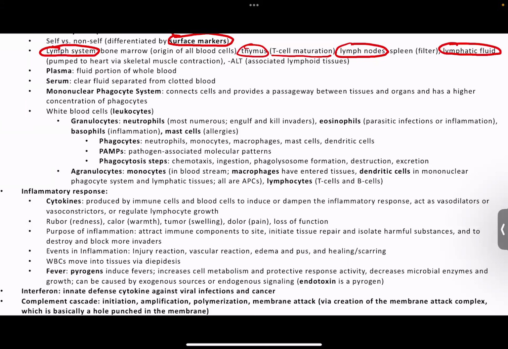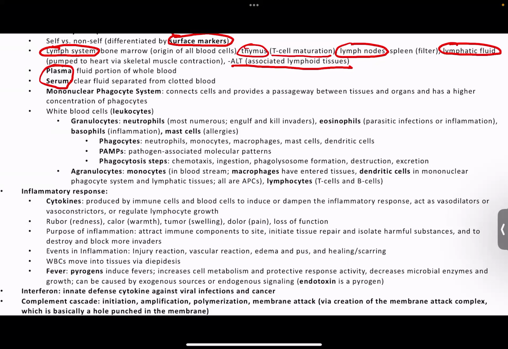And this also includes our associated lymphoid tissues. You have your gut associated lymphoid tissues, your skin associated lymphoid tissues, your mucosa associated lymphoid tissues. They're just like lymph nodes, but they're not in node form. They're tissues that have a similar function located in specific areas of the body. Plasma and serum. We've talked about these before, yes? If you clot the blood and then you separate out the fluid, then it's serum. But if it didn't clot and you separate the fluid, it is plasma.